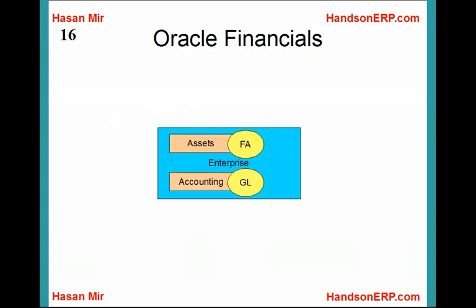Okay, so there is another module called fixed assets or Oracle Assets that is used to manage assets of the company. Assets could be anything like laptops, computers, buildings, etc. And finally, the general ledger module, the most important module, is used to manage the accounting of the company. Okay, now what is accounting?